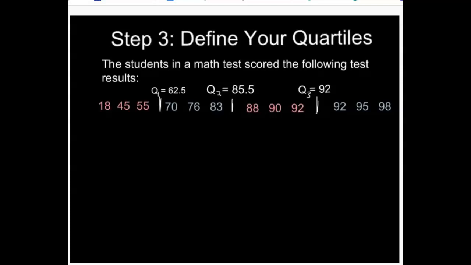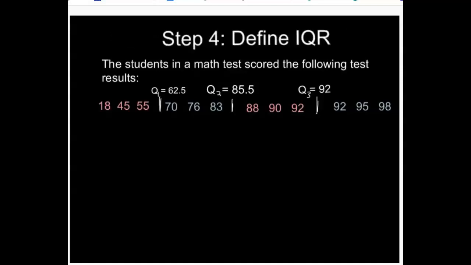value of 92. If you had an odd number of data to start with so that your median was actually a data point, it wouldn't be in one of the quarters of data. It would be separate from the quarter of data. So I will do an example like that in class. Once you know your quartiles, the next step is going to be to find your interquartile range.